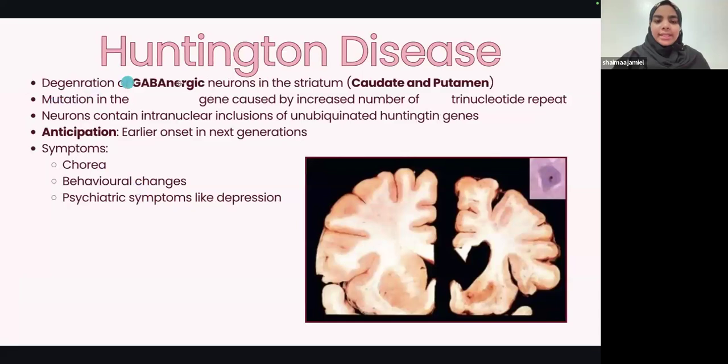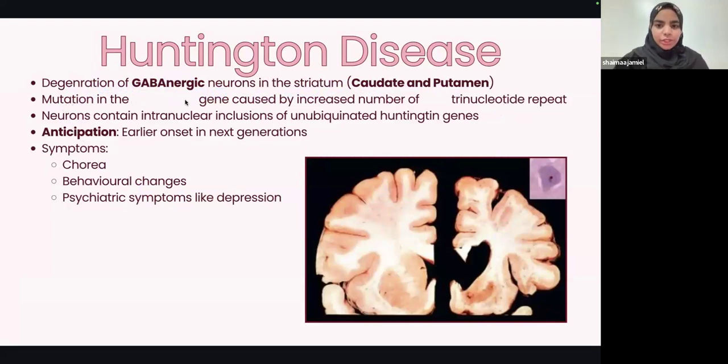So as you can see, Huntington is a degeneration of the GABAergic neurons. In Parkinson's, it was dopamine. In Huntington, it's GABA. And it's in the striatum, which is the caudate and the putamen. So that's why you're going to have atrophy of the caudate and the putamen. And generally, there's going to be a ventricular enlargement when you look at it on imaging or under gross anatomy.